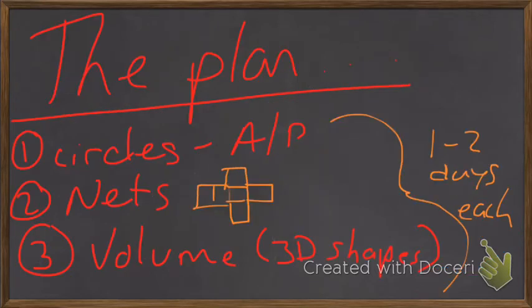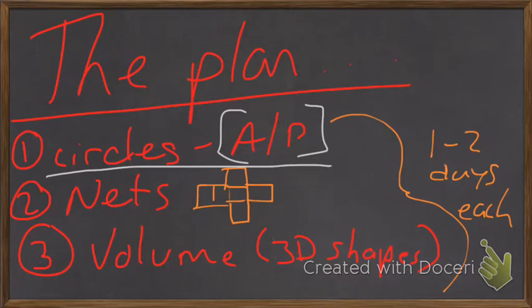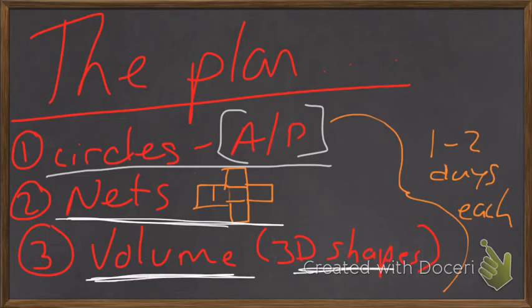So, the plan for this week and possibly into next week. Today's lesson is all about circles, like we talked about. We're going to be looking at area and perimeter. Now, they have slightly different names when we talk about area and perimeter for a circle, and we will explain that when we get into it. After that, we're going to be looking at nets. Nets are shapes that you can write down on paper that you can then take and turn into 3D figures or 3D shapes, which will lead us into volume. Volume is a measurement of how much a 3D shape can hold. These will take approximately 1 to 2 days each, so it should take this week and probably into next.